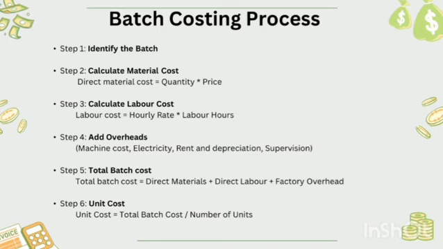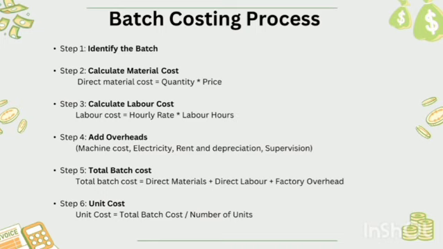Third step, calculate the labor cost. Then the labor hours required to complete the batch are calculated. The labor rate per hour is multiplied by the total labor hours. Because the same type of product is produced repeatedly, labor time can be estimated more accurately.